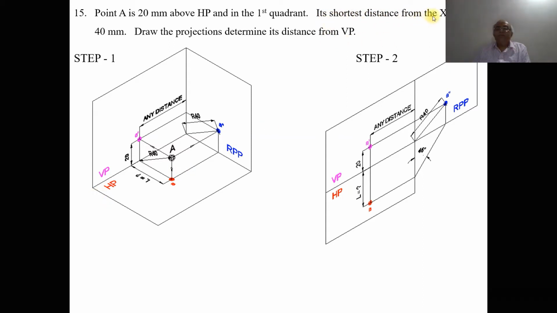But its shortest distance from the XY line is 40 mm. So which is the shortest distance? This is the XY line we are talking about, and this is the shortest distance from here to here. So this distance is 40. That's what he means. But when you look from the front view, we cannot see this shortest distance. Similarly, when you look from the top view, we cannot see this shortest distance. But actually this is 40.